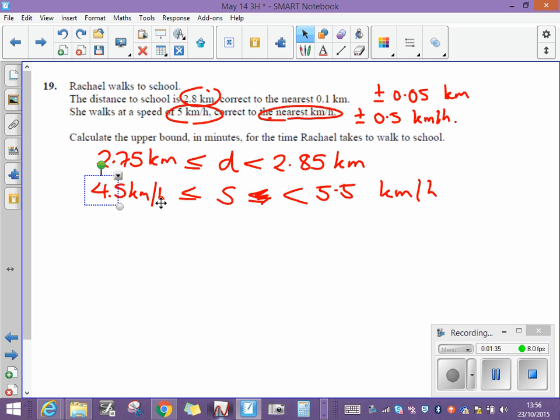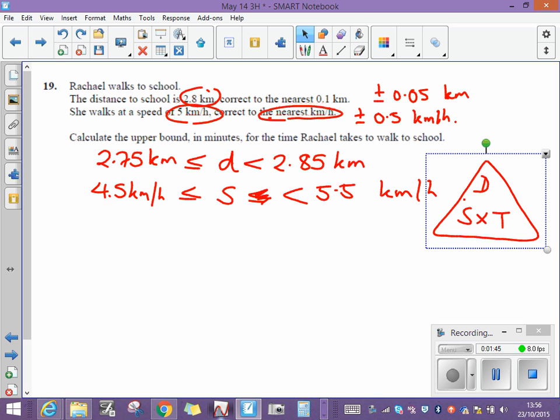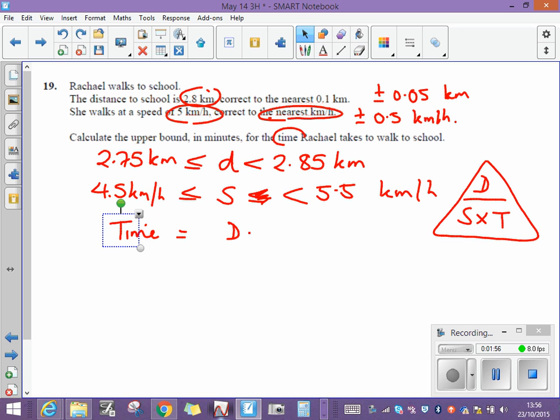The question says calculate the upper bound for the time that she takes to walk to school. So we need to know the relationship between speed, distance and time. So I'm going to use the DST triangle. So that's multiply, that's divide. So if we want to find the time, we cover up t, we're left with d divided by s. So the time taken is going to be the distance divided by the speed.